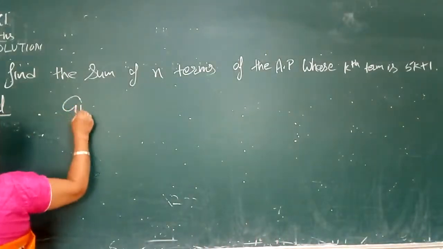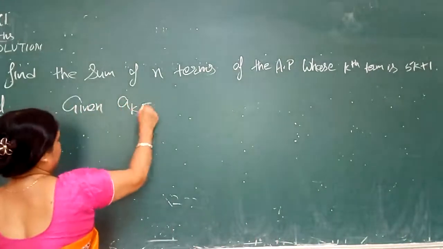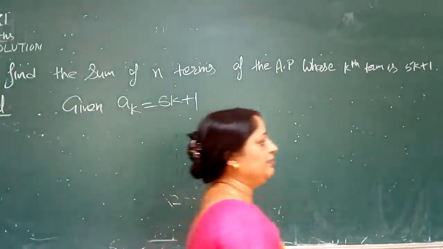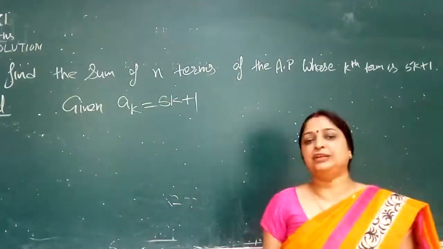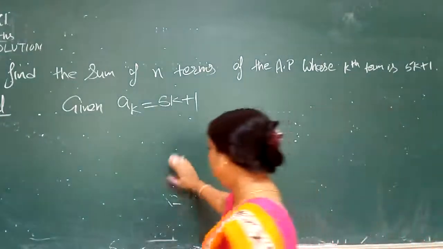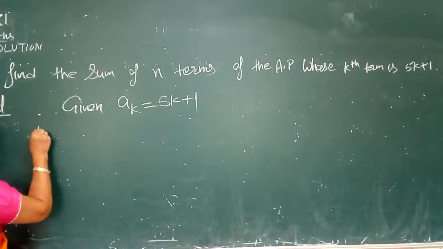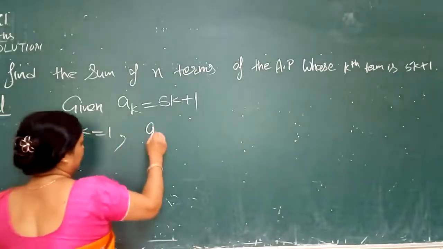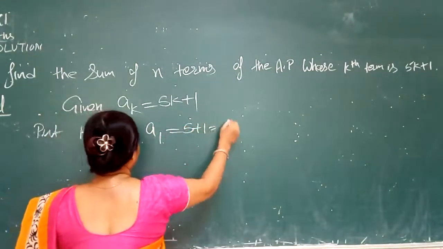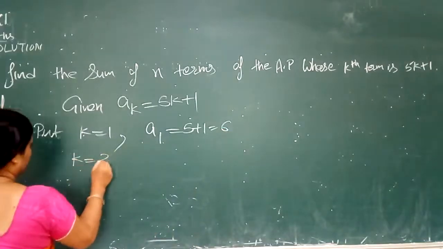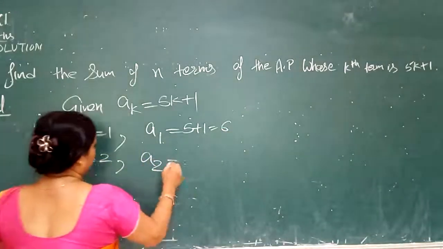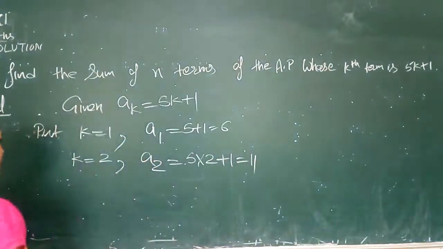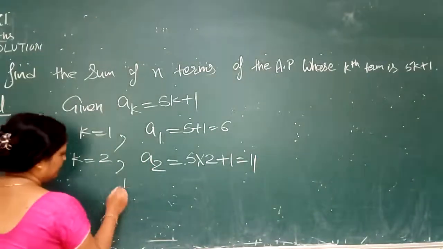What is given? Ak is equal to 5k plus 1. Now here for finding the sum, we need the value of a and d. The value of a and d is not given here, so we will find out the value of a and d. A2 is equal to 5 into 2 plus 1. It is coming here 11. So what is the first term? That is 6.